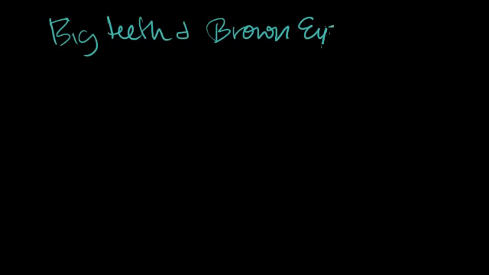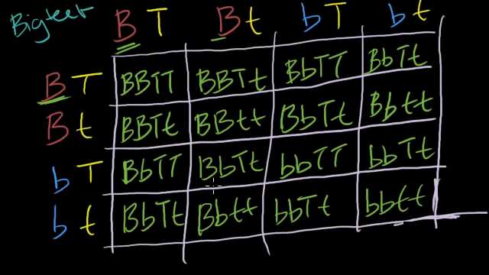So how many are there? Big teeth and brown eyes. They're both the dominant. So if you have either a capital B or a capital T in any of them, you're going to have big teeth and brown eyes. So this is big teeth and brown eyes. Or maybe I should say brown eyes and big teeth, because that's the order that I wrote it right here.